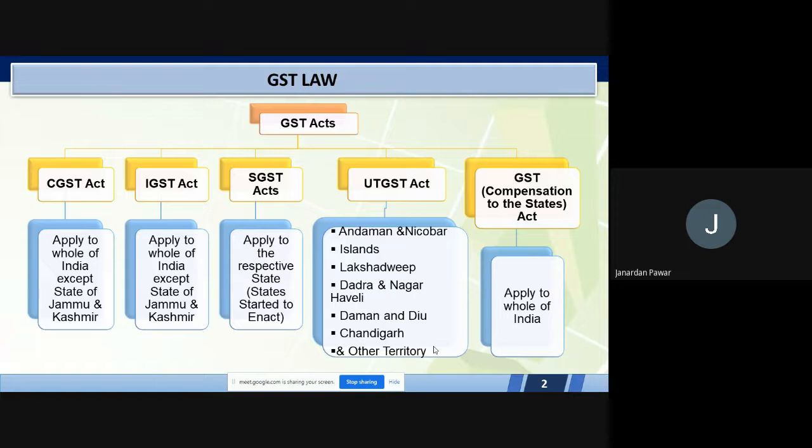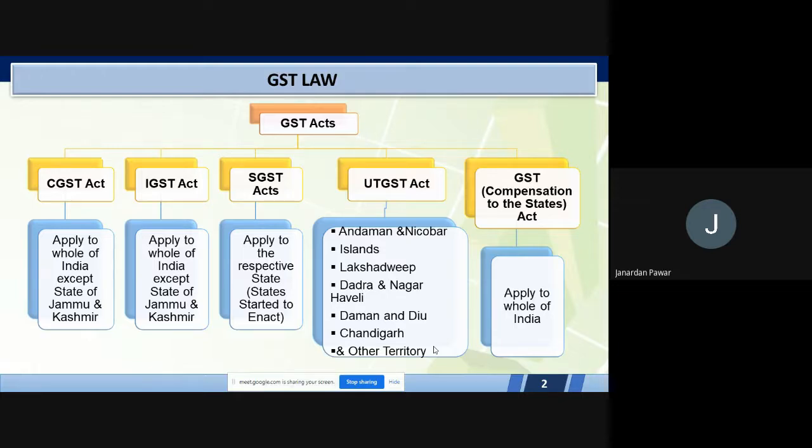And when it comes to UTGST, no doubt at all, UTGST is applicable for all the union territories of India, including Andaman and Nicobar Islands, Lakshadweep, Dadra Nagar Haveli, Daman and Diu, Chandigarh, Delhi, and the newly constituted union territories such as Jammu and Kashmir. So this is applicable for all these union territories of India. These are the things we have seen in past lectures, and there is no worry about any of them.